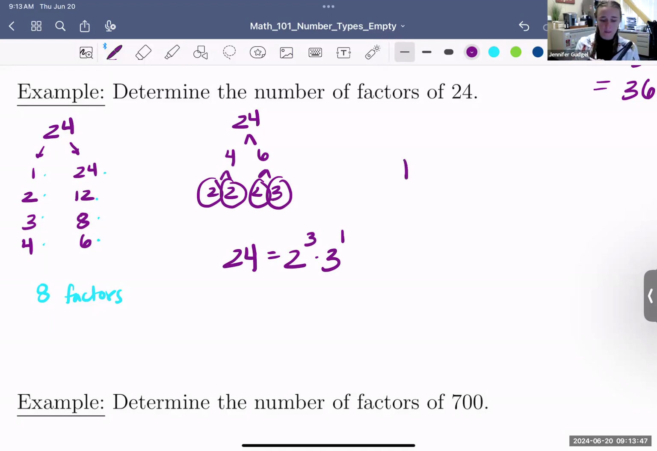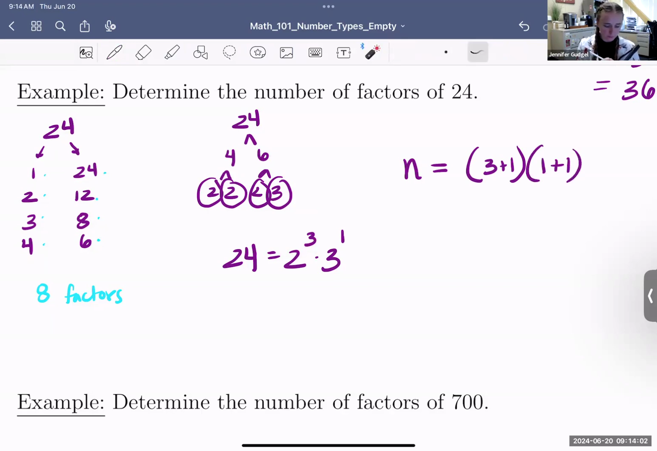So to find the number of factors, which I'm just going to write n is the number of factors, it's going to be 3 plus 1 because of that exponent there, always plus 1 on top of whatever exponent is there, times 1 plus 1. All right, these first numbers are coming from the exponents. The plus 1s are always plus 1s.